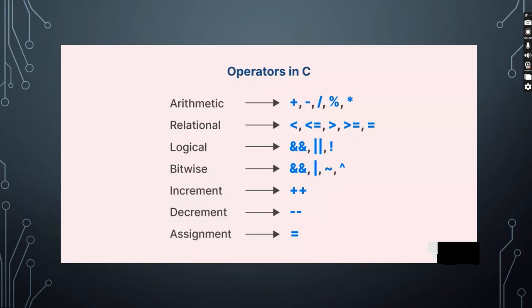Increment means increase the value by one. Decrement means decrease the value by one. Assignment operator means it assigns a value to a variable.